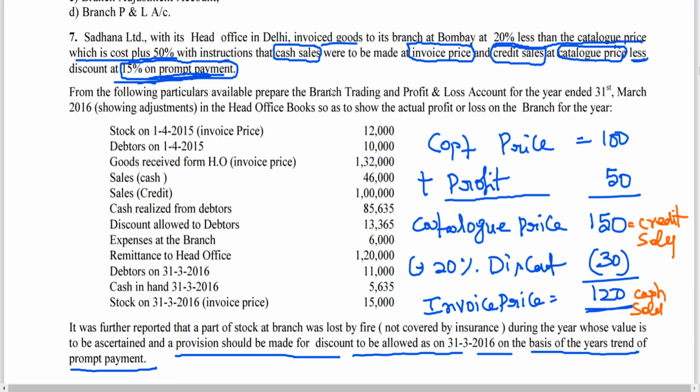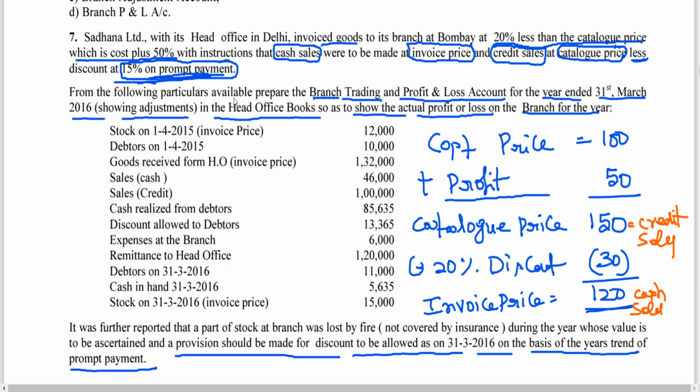From the following particulars available, prepare the branch trading and P&L account for the year ended 31st March 2016, showing adjustments in the head office books so as to show the actual profit or loss on the branch for the year.